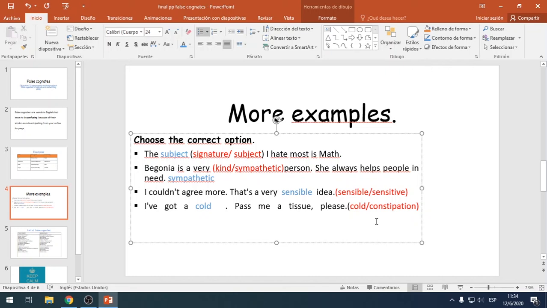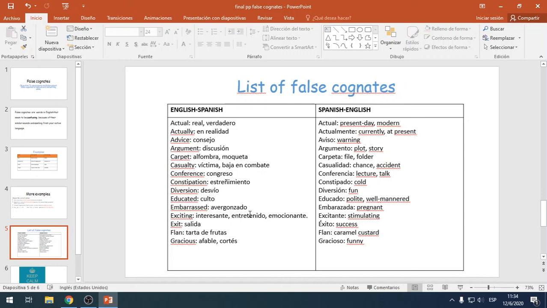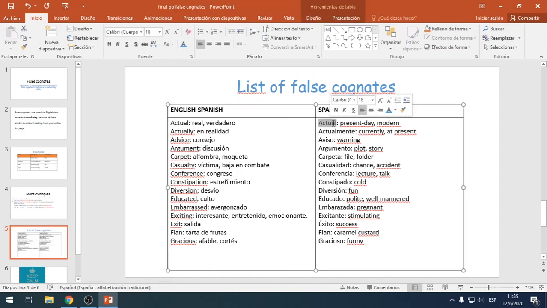You need to learn them and be clear about the real meaning of them. How are you going to know which words is wrong or not? So I will present you a list. This list you will have it in some of the guides, but I'm just giving you in advance some of them. So for example here, actual means real. Actual means real o verdadero. No significa actual, porque ¿cómo se dice actual? Present day or modern.